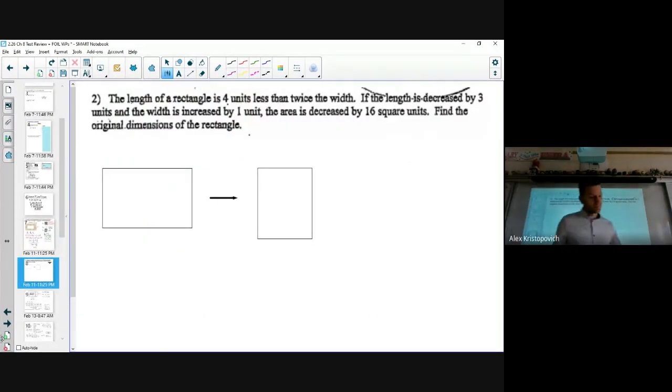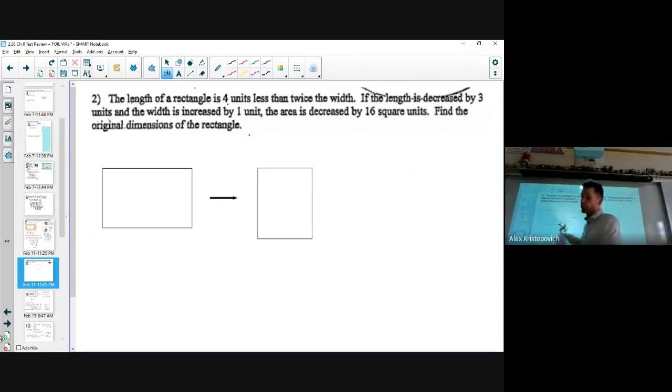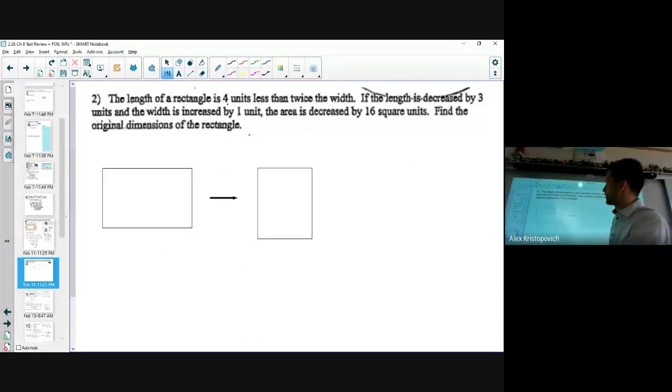Number 2. So it says the length of a rectangle is 4 units less than twice the width. If the length is decreased by 3 units and the width is increased by 1 unit, the area is decreased by 16 units. Find the original dimensions of the rectangle. Now, these are a mouthful when you're trying to look at the whole thing, right? Try to take it down piece by piece. So notice I drew a little picture. Very important to draw pictures in these.